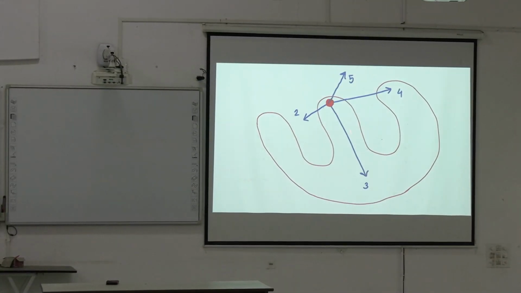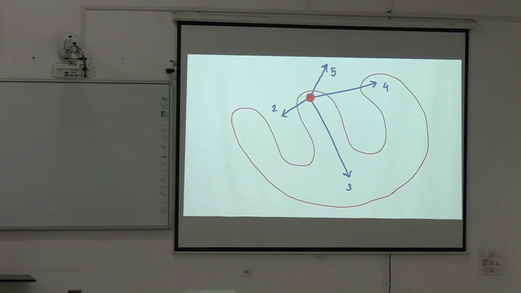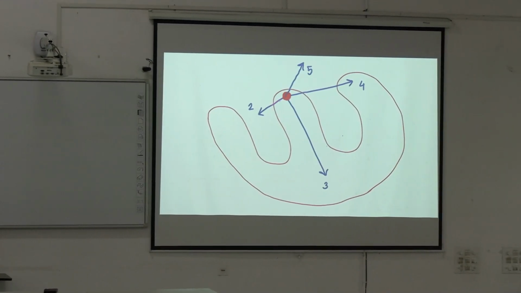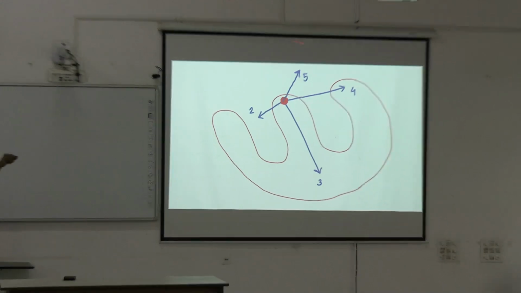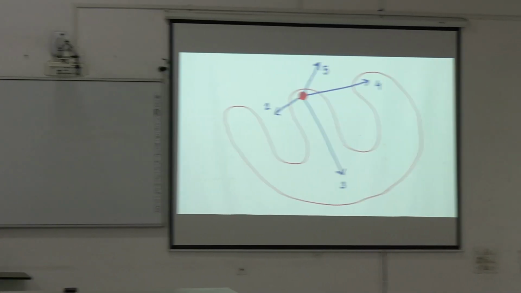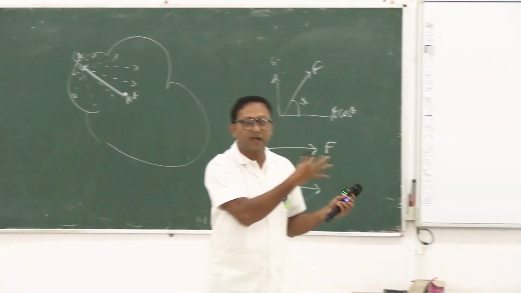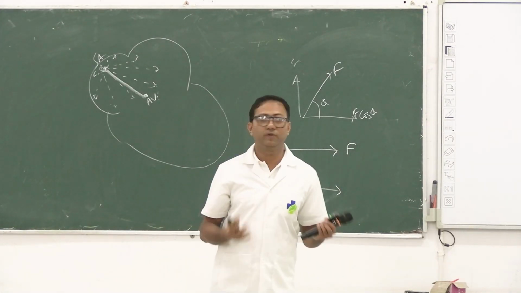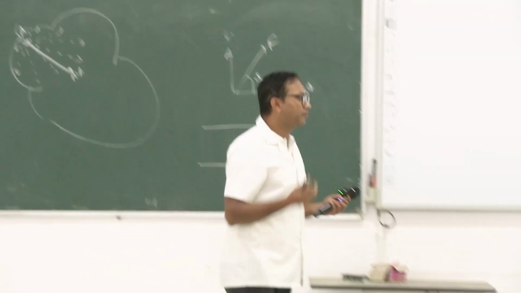So 1, 2, 3, 4, 5, and your heart contracts. Again relaxation. Then उसके बाद again 1, 2, 3, 4, 5 contract. ठीक है? Relax. Then again 1, 2, 3, 4, 5. You need 1, 2, 3, 4, 5 for depolarization. ठीक है?